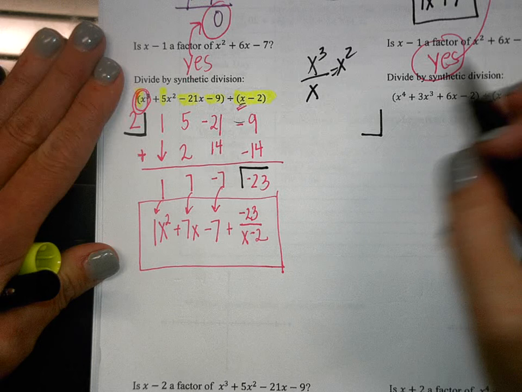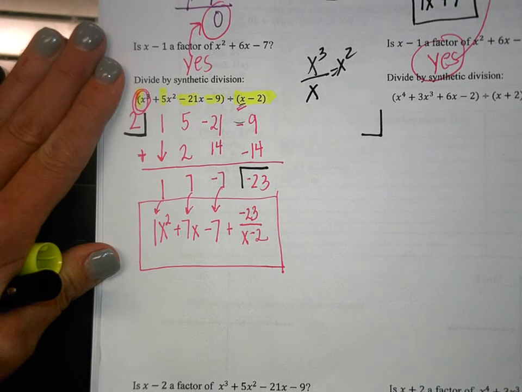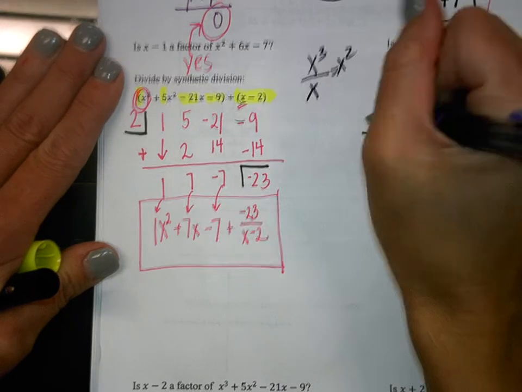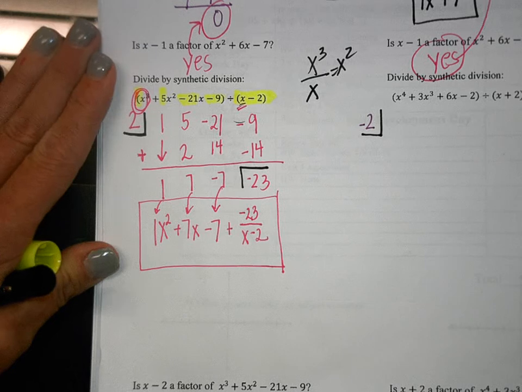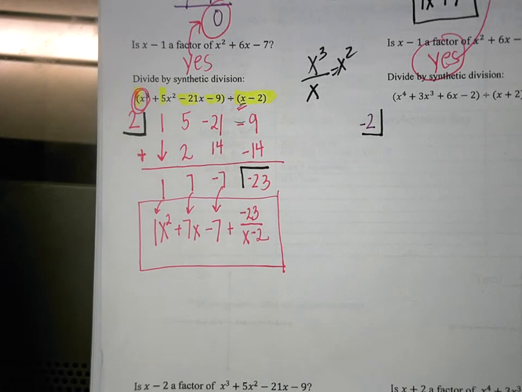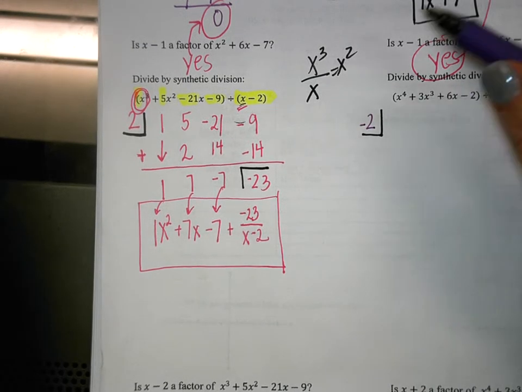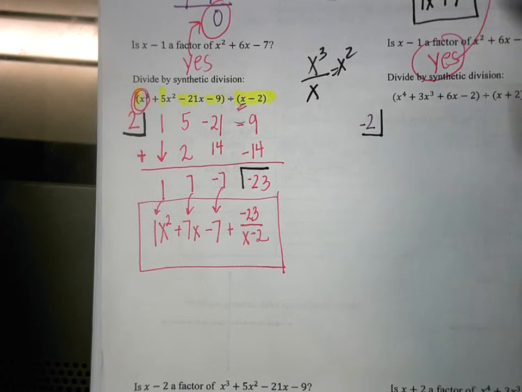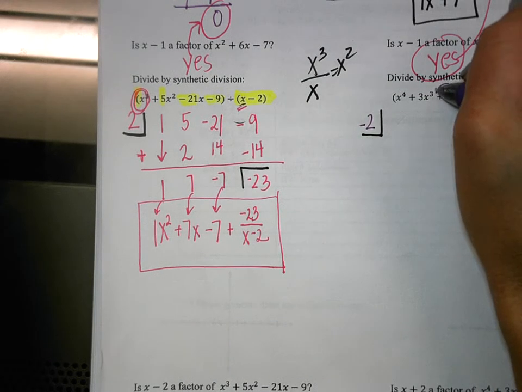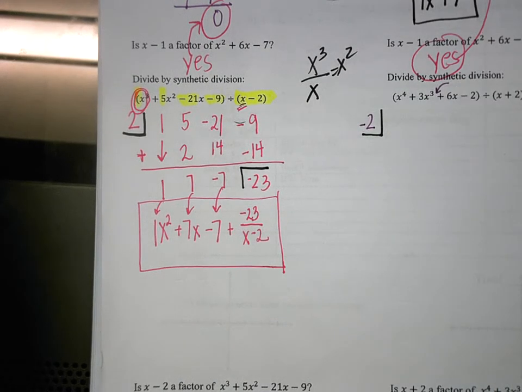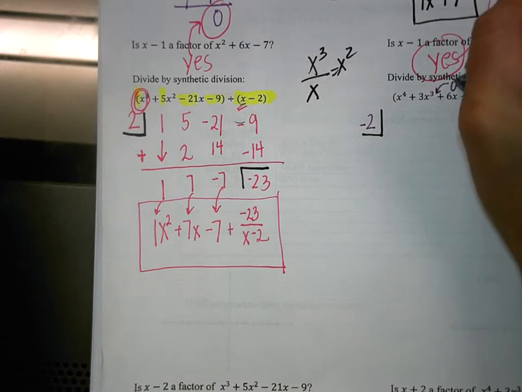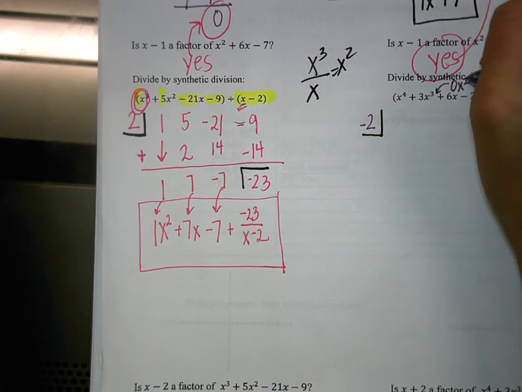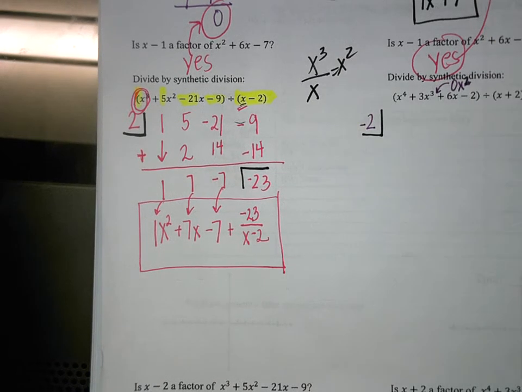Okay, what number is going to go in this box here? Negative 2. Okay, now there is something I want you guys to be aware of. If you are looking at the descending order on this problem, do you see that it's missing an x squared term? You have to put a 0 in for x squared. This is not going to happen very often, but it can happen. So what do I mean by that?